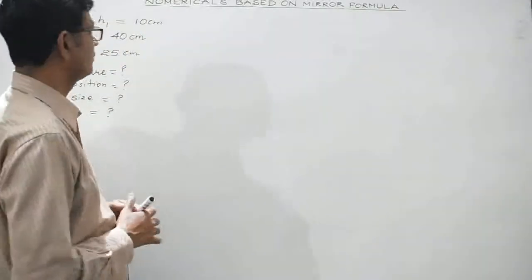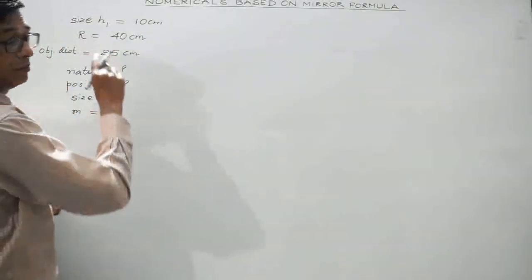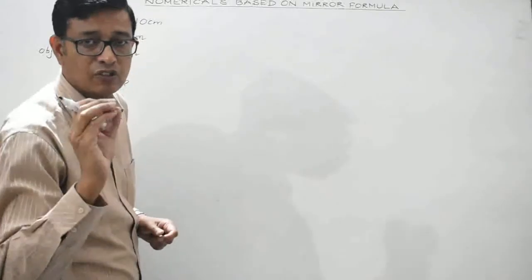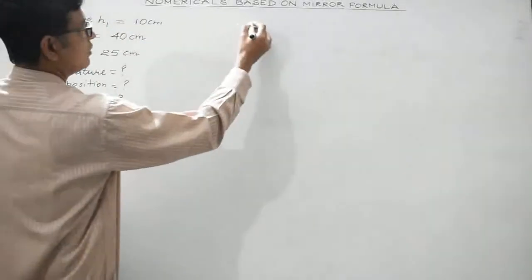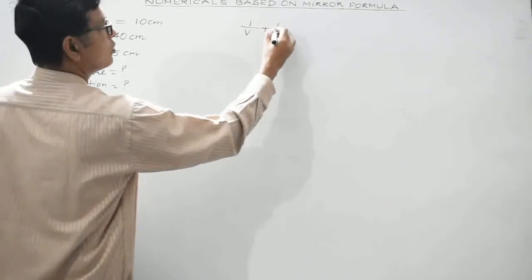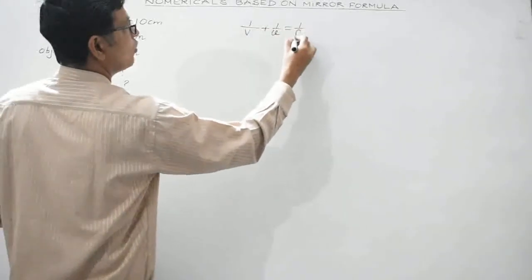So what you do is, make use of this sign convention. That's of utmost importance, right? So we are aware of these 2 formulas. These are the 2 formulas which are to be used. 1 by V plus 1 by U equals 1 by F.